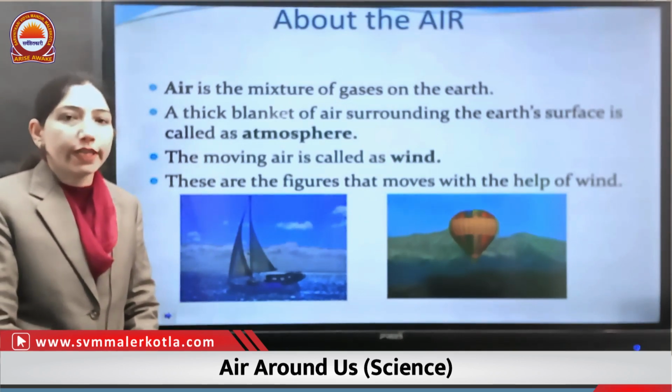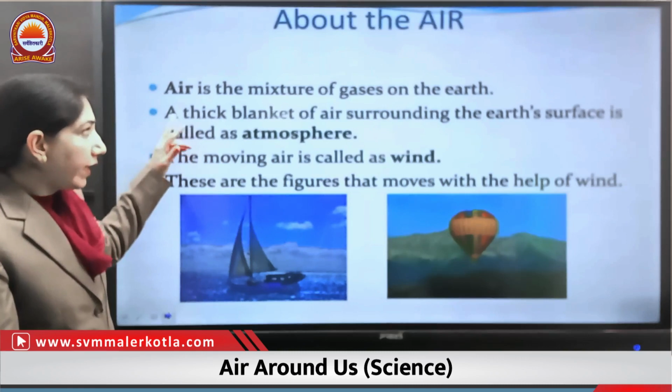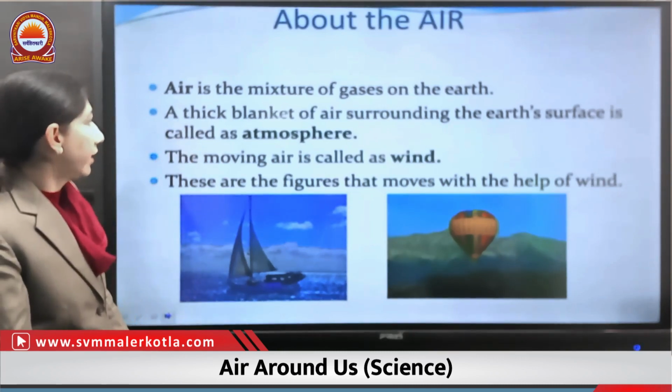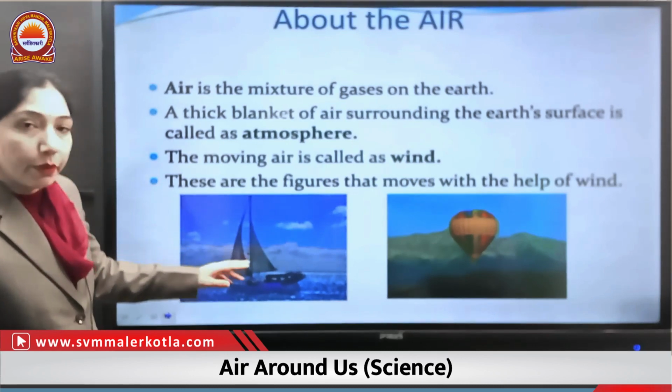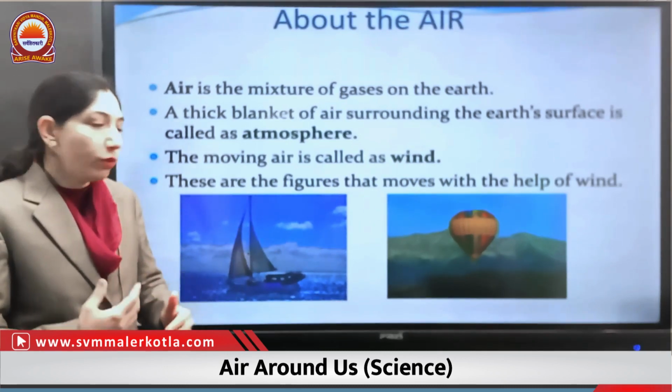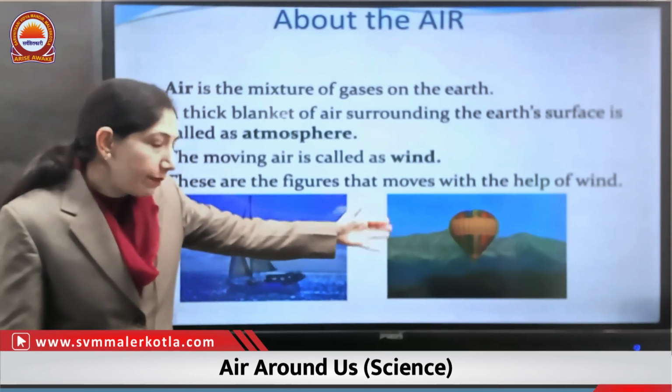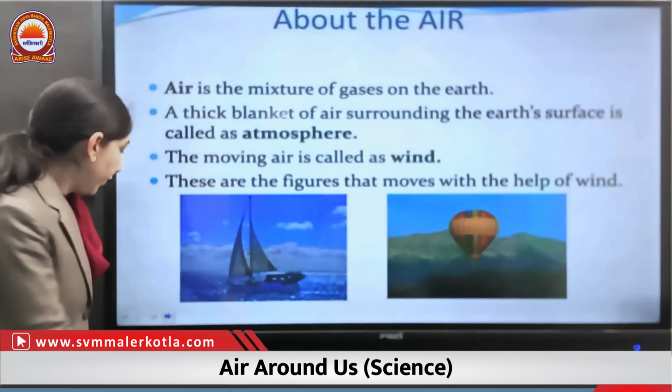Moving air is known as wind, and a thick blanket of air surrounding the earth is called atmosphere, and these move with the wind because moving air can make a thing to move. That yacht and parachute can move with the help of a wind.